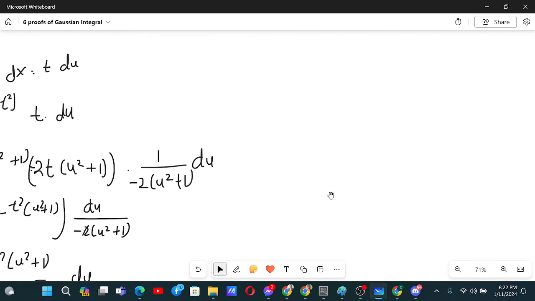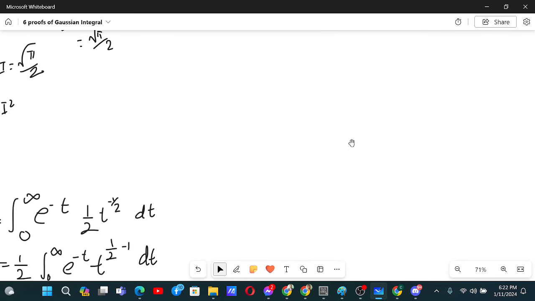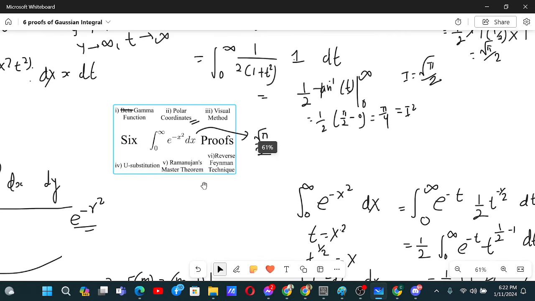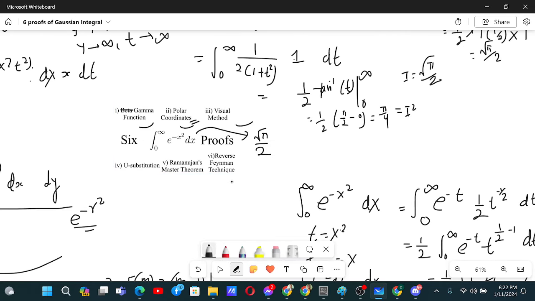We have solved this by the reverse Feynman technique as well. So we have done it in all 6 ways, and all of these gave the correct answer, root pi by 2. Thanks for watching, hope you enjoyed the integral.